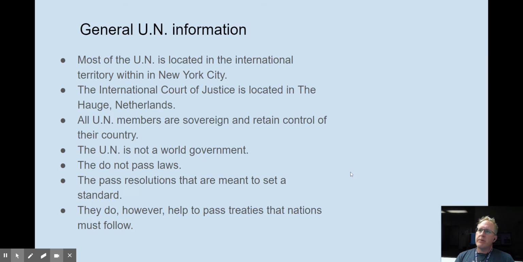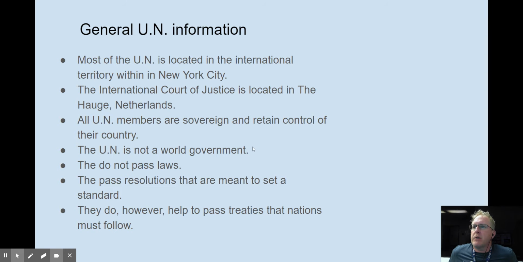Just general information. Again, it's located in New York City. It has an International Court of Justice, and that is the only piece of the UN that is not located in New York. So if you think about, and now the UN isn't a world government, it isn't, but if you thought of it, and it can lend itself to thinking of it like a world government, its judicial system is the Court of Justice, and that is located in The Hague in the Netherlands.